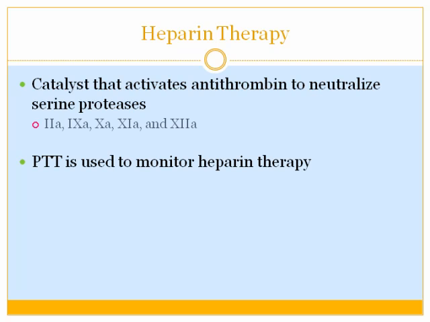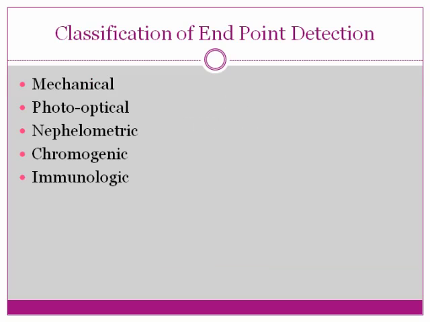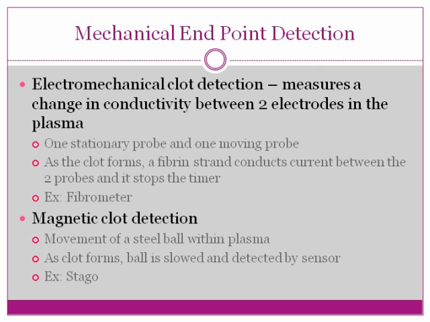All right, and then let's move to our very last chapter, chapter 47 on coagulation instrumentation. There are different types of instrumentation that can be used in coag: mechanical, photo-optical, nephelometric, and so on. We're going to go through a little bit on these. Just a quick note on mechanical endpoint detection. The electromechanical clot detection uses one stationary probe and one moving probe. As the clot forms, if there's a fibrin strand found between the two probes, it'll stop the timer and we know a clot has occurred.